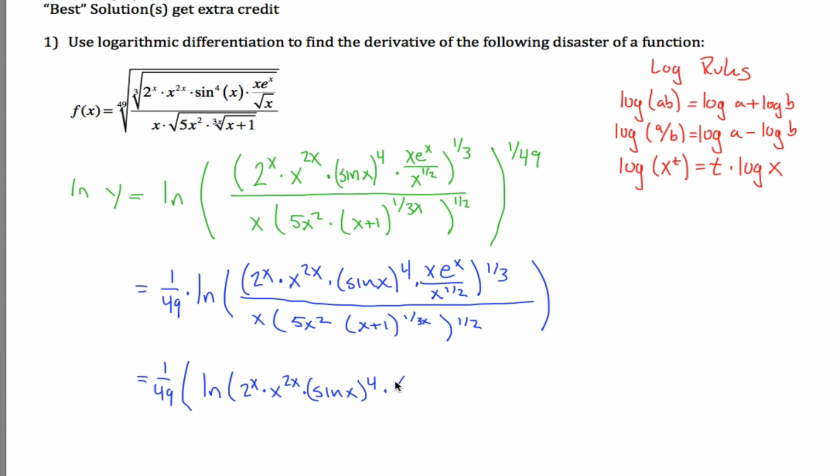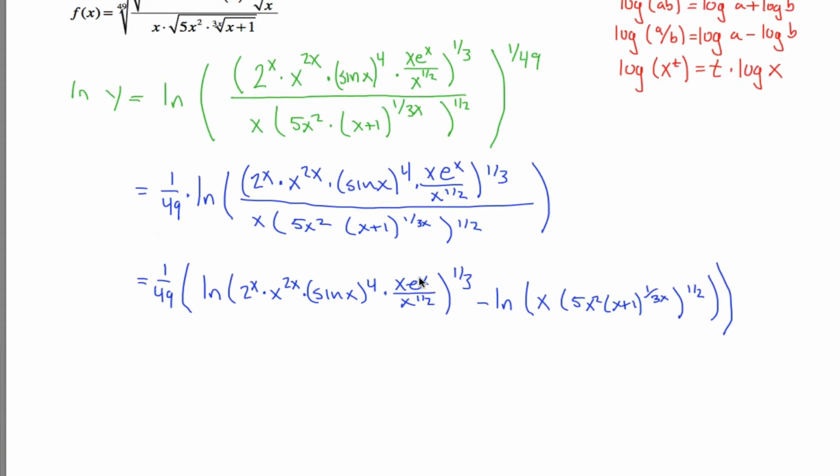to the 4th power times x e to the x over x to the 1/2, to the 1/3 power, minus the natural log of everything that's down on the bottom, x times 5x squared times x plus 1 to the 1 over 3x power raised to the 1/2 power. So let's see, that closes that one, that closes that one, and that's closed there. All right, what a mess.